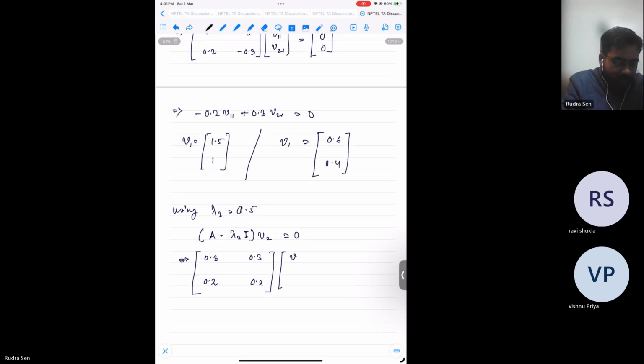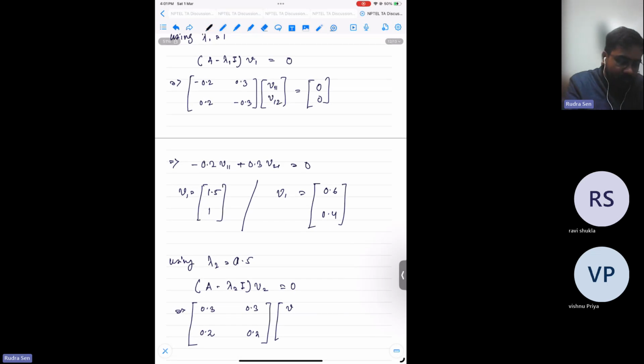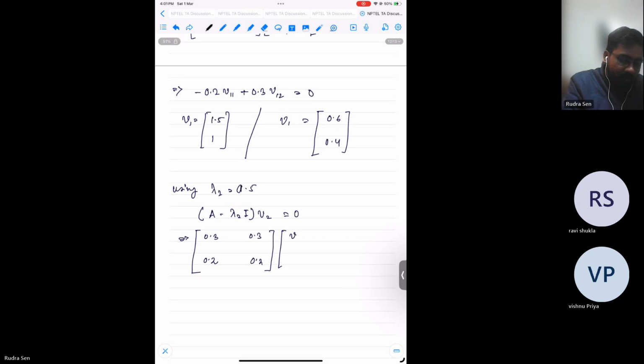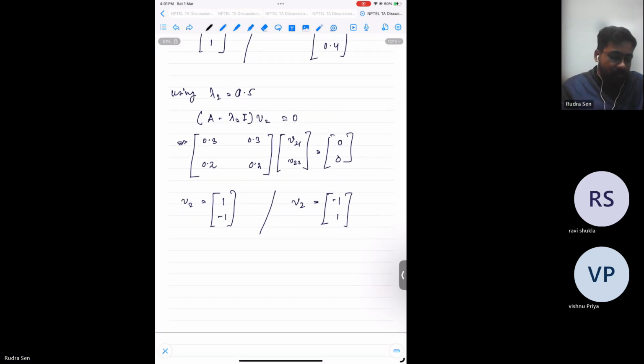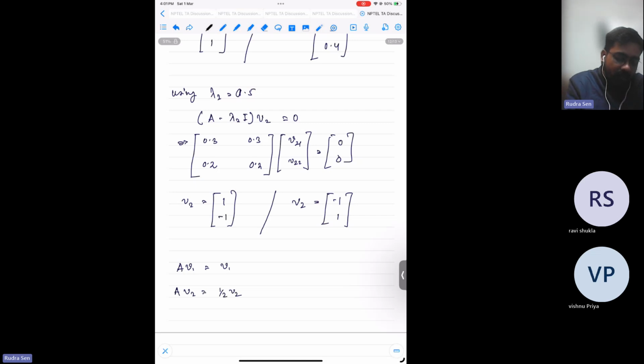This is 0.3 0.3, 0.2 0.2, times V2 (1, 2) equals 0, 0. So this is very easy. V2 could be considered as 1, minus 1, or you can consider V2 as minus 1, 1. Either of them is an eigenvector, right? So that means if we multiply A with V1, we should get V1, and if we multiply A with V2, we should get half V2, right?